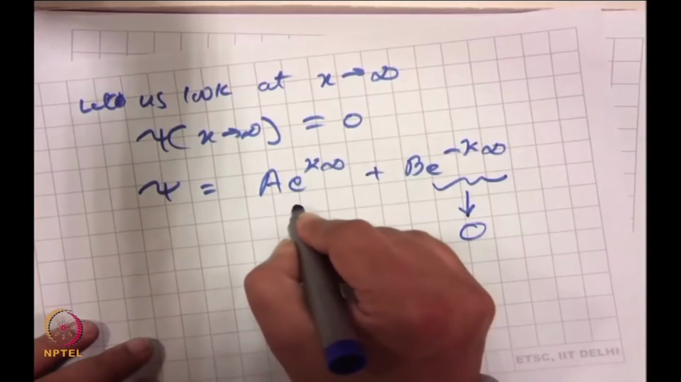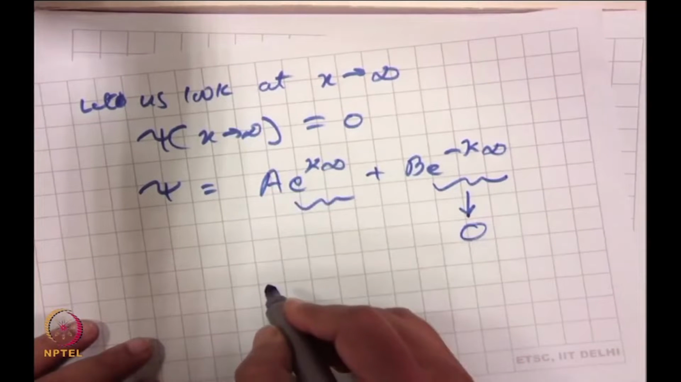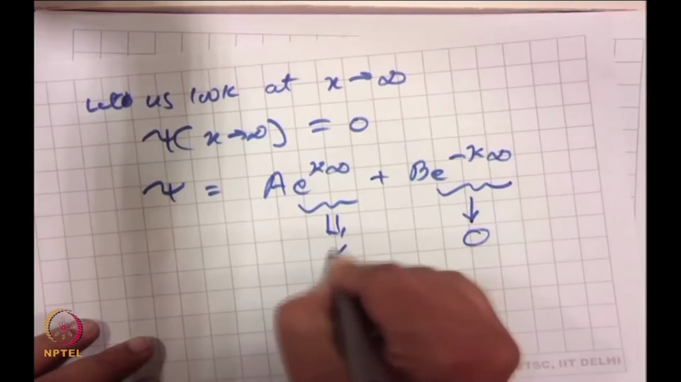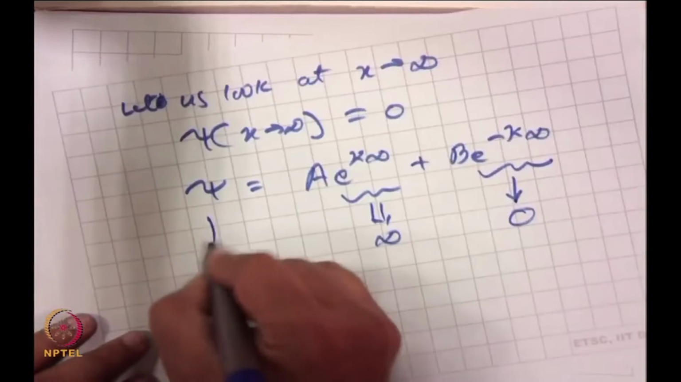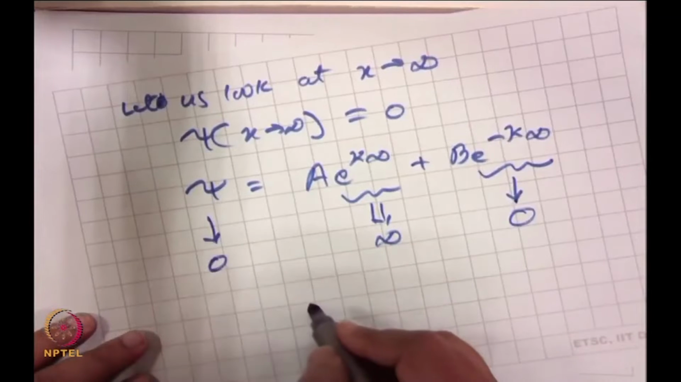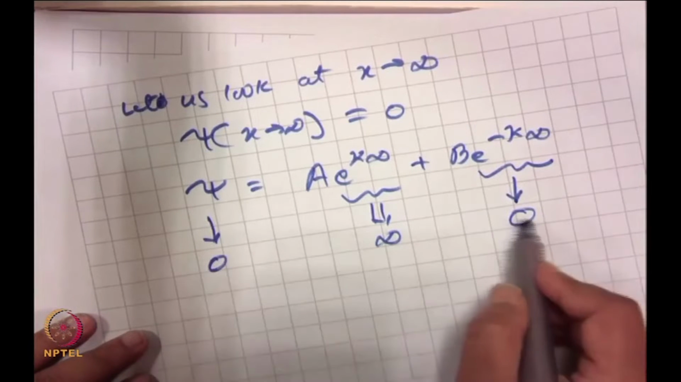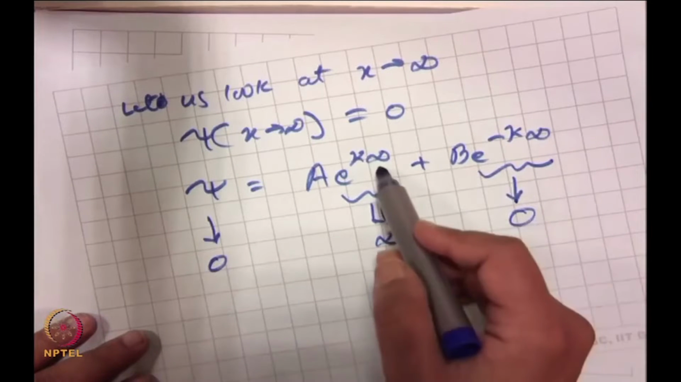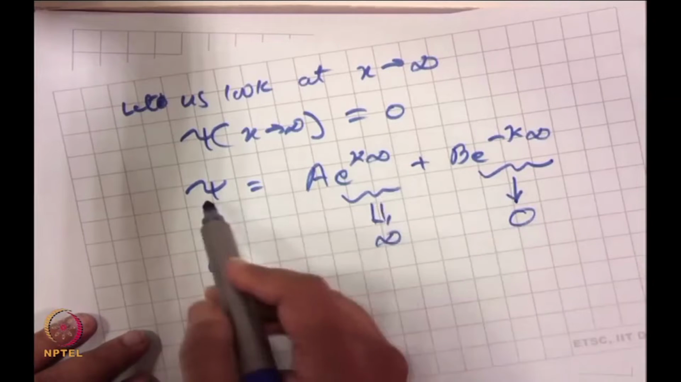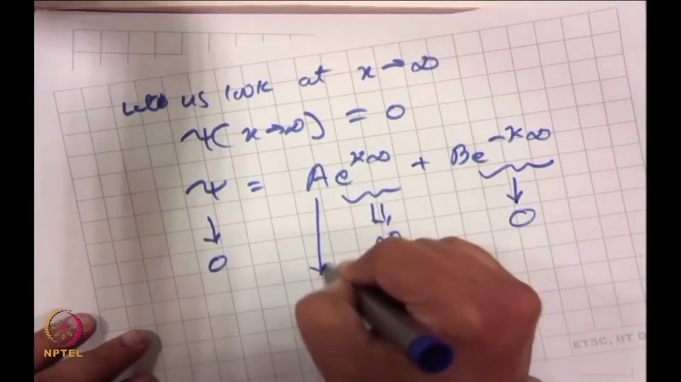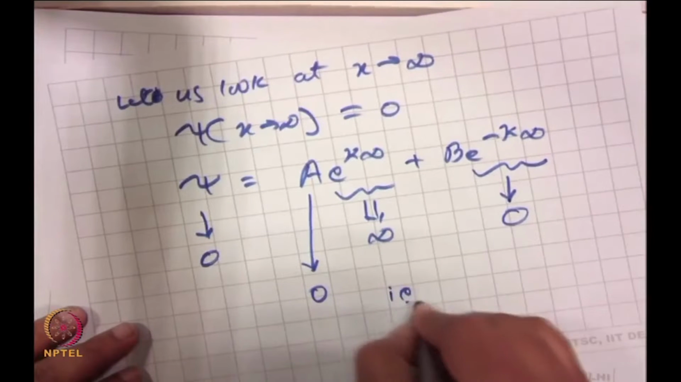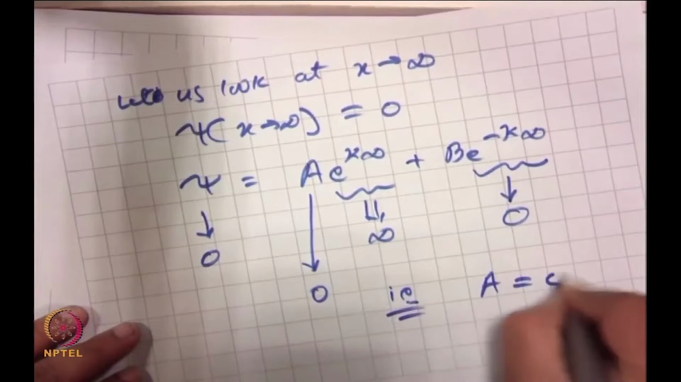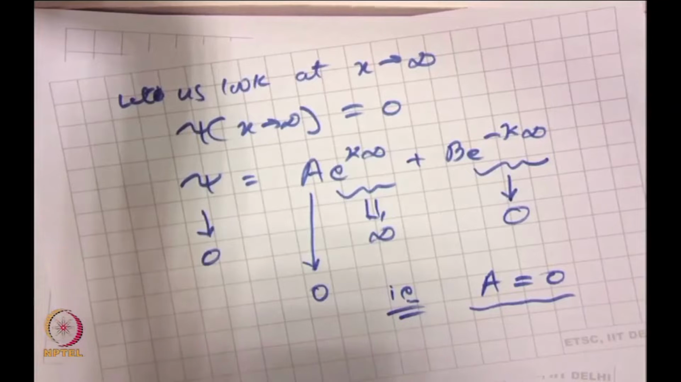Now, what happens for this one? Now, this tends to infinity, right, but our boundary condition says that at x tends to infinity this tends to what? 0. So, if this tends to 0, well, this is gone, this tends to 0 anyway, this tends to infinity. So, the only way psi can go to 0 is if A is 0. So, from this I can get A is equal to 0. So, it simplifies the solution for me now, right.